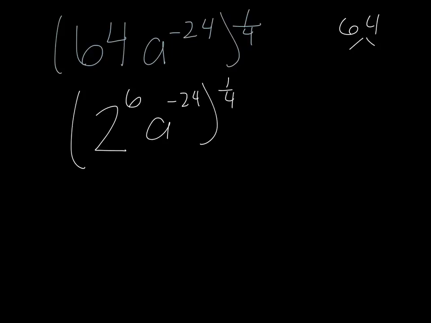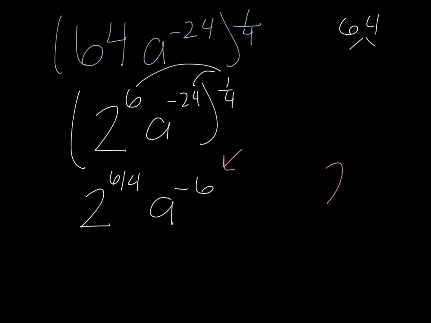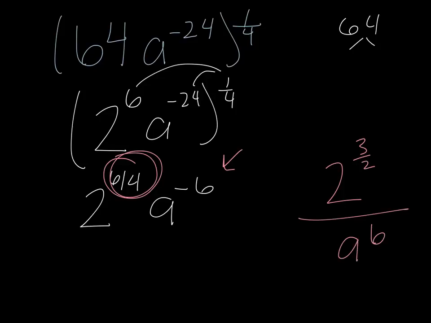Now I have a power to a power. Power to a power, I should multiply. So I have 2 to the 6/4, and I have a to the negative 6. I do not like green eggs and ham, but I also do not want negative exponents. So my final answer here would be 2. You should always simplify your fractions if you can. So this would be 2 to the 3/2 power over a to the 6th. There is my final answer.